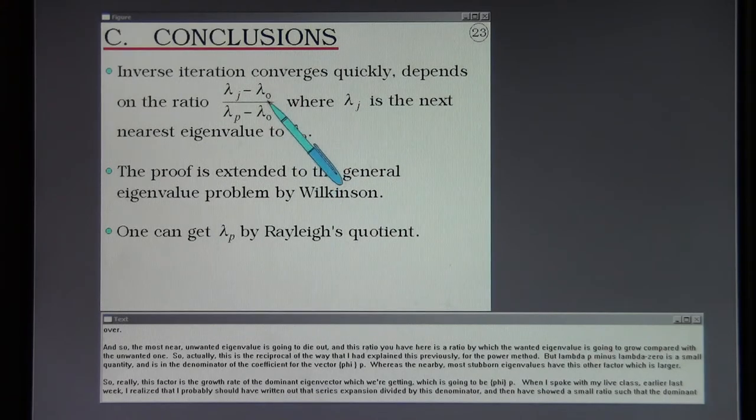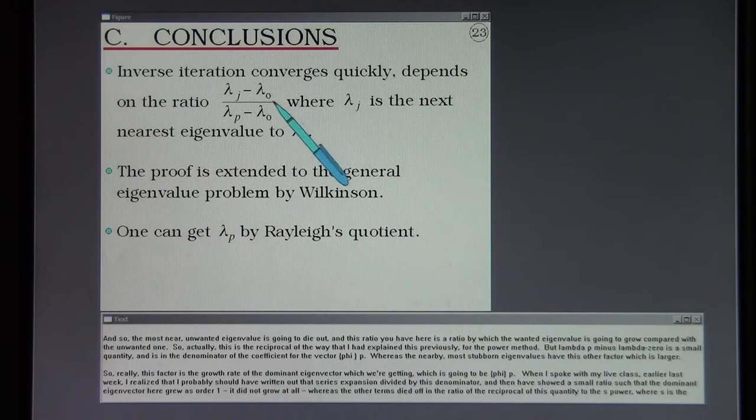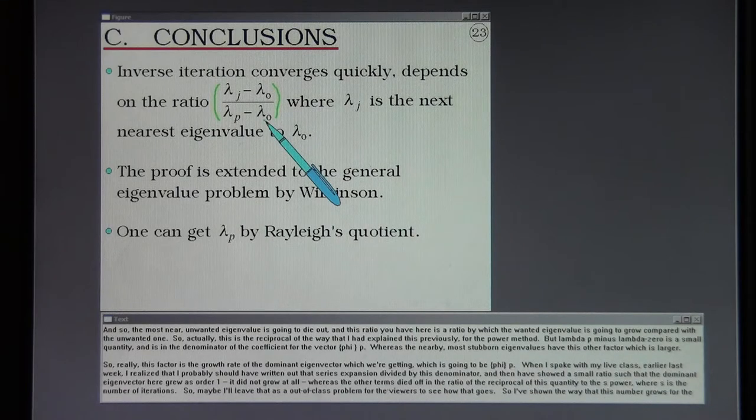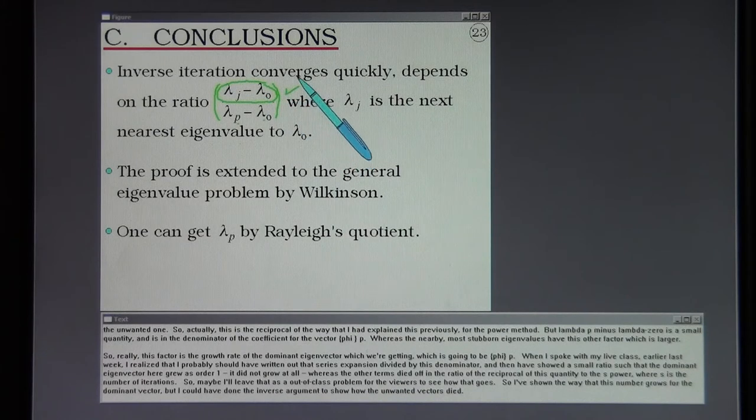And this ratio you have here is a ratio by which the wanted eigenvalue is going to grow compared with the unwanted one. So actually, this is the reciprocal of the way that I had explained this previously for the power method. But lambda p minus lambda 0 is a small quantity and is in the denominator of the coefficient for the vector phi sub p, whereas the nearby most stubborn eigenvalues have this other factor which is larger. So really this factor is the growth rate of the dominant eigenvector which we are getting, which is going to be phi sub p.